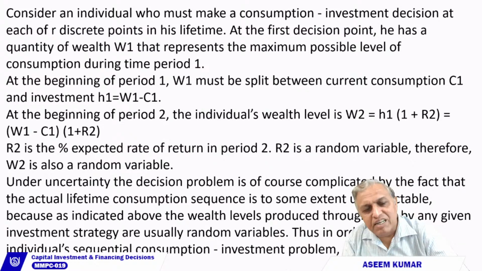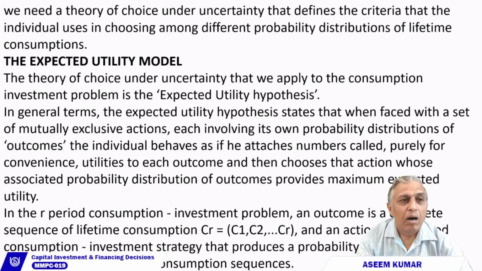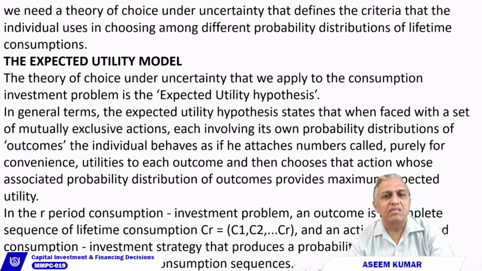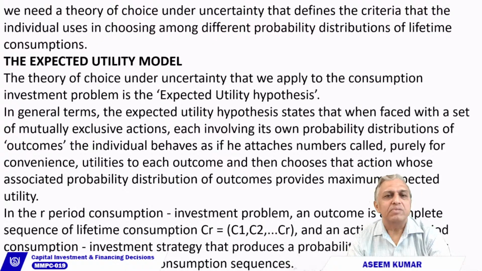Friends, understand the uncertainty. The decision problem is of course complicated by the fact that the actual lifetime consumption sequence is to some extent unpredictable, because, as indicated above, the wealth levels produced through time by any given investment strategy are usually random variables. Thus, in order to solve the individual's sequential consumption-investment problem, we need a theory of choice under uncertainty that defines the criteria the individual uses in choosing among different probability distributions of lifetime consumption.